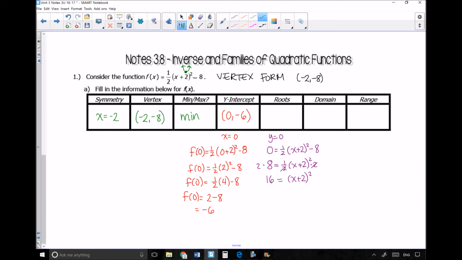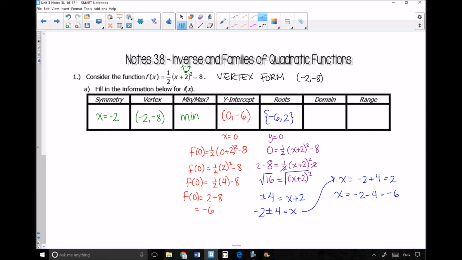Now, don't forget that if I want to get rid of a square, I'm going to square root both sides. So the square root of 16 is 4. So I'm going to have plus or minus 4 is equal to x plus 2. So to solve for x, I'm going to subtract 2 from both sides. So I end up getting -2 plus or minus 4 is what x is equal to. So therefore, I could say x equals -2 plus 4, or just 2. And I can also say that x equals -2 minus 4, which is -6. So therefore, my roots are going to be -6 and 2.